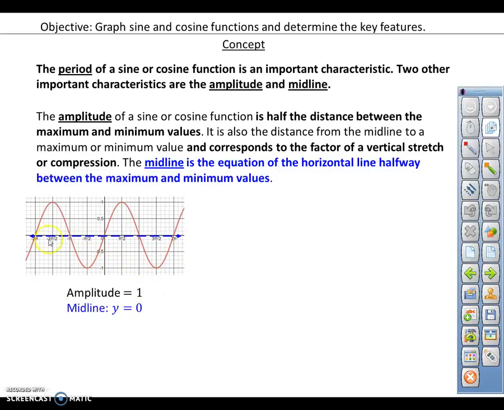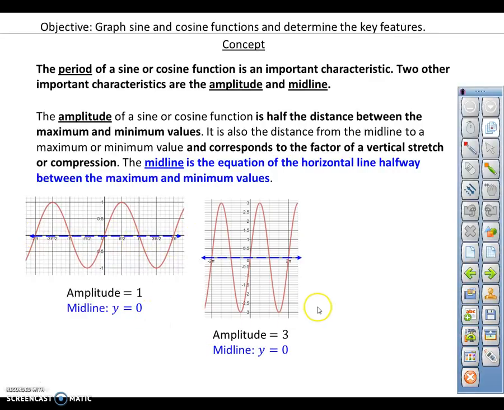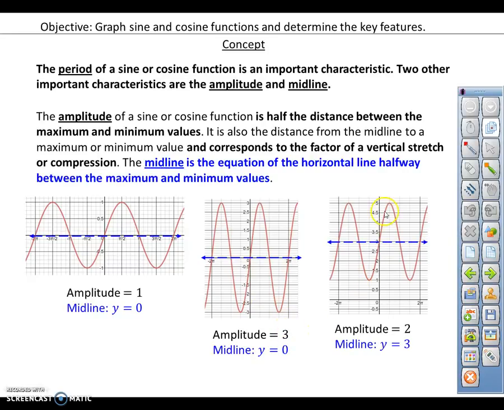The midline is the horizontal line that goes through that middle place, which in this case is y equals 0. In this case, we still have a midline of y equals 0, but from 3 to -3, that's a distance of 6 units. So now the amplitude is half of 6, which is 3. And here, we're going from 1 up to 5. So from 1 to 5, that's a distance of 4 units. And half the distance of 4 would be 2. So we'd have an amplitude of 2. And halfway between, 2 units from the maximum and the minimum, is right here. So we actually have a midline here of y equals 3.